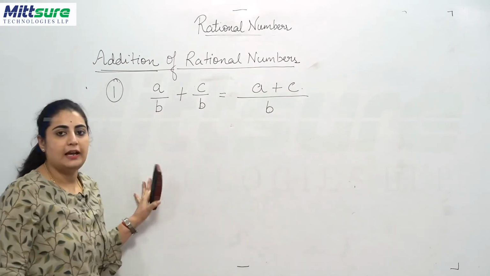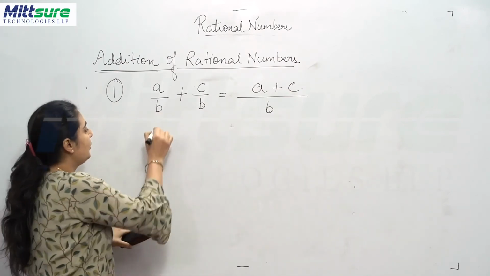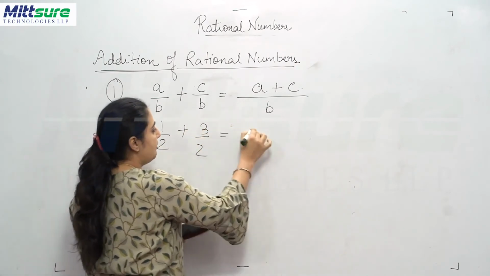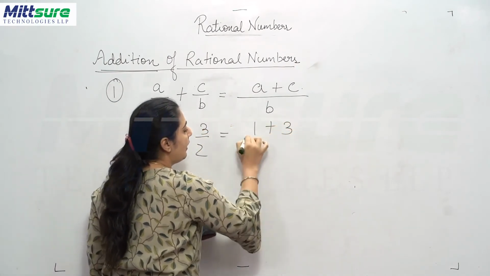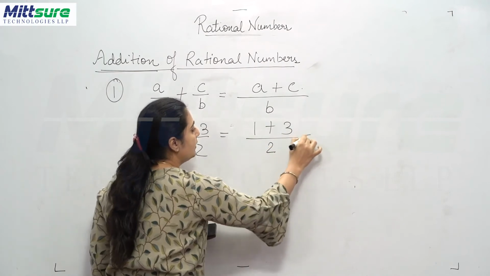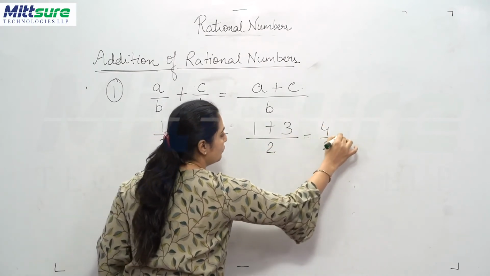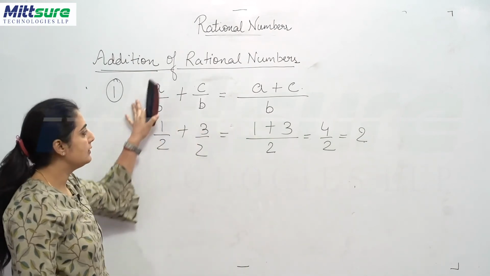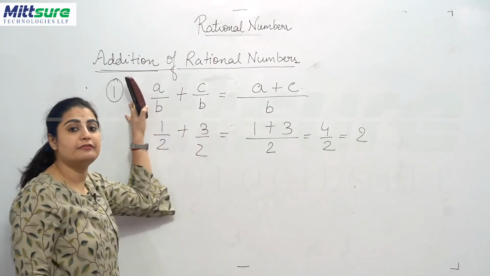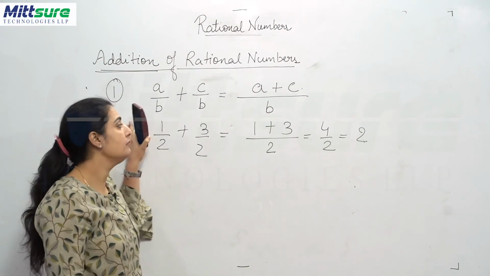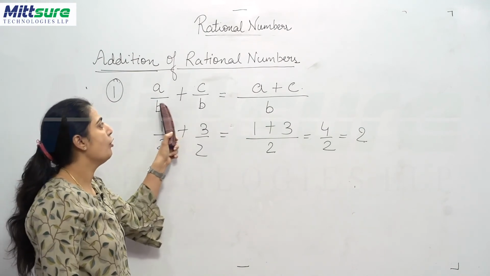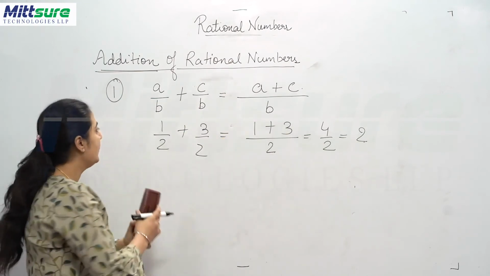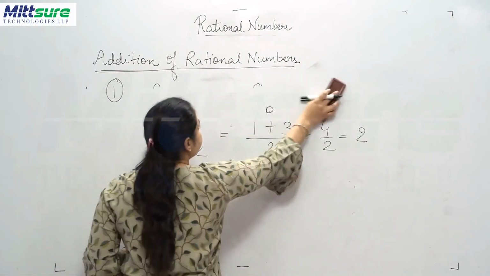So for this, we have taken the example. Let's quickly take 1 upon 2 plus 3 upon 2. In the same manner, 1 plus 3 upon the common denominator. So I get 4 upon 2, or that is 2. Clear? So this is how the symbolic representation of the first condition of addition is done, where both the denominators of the given rational numbers are the same. Clear? Let's come to the next one.